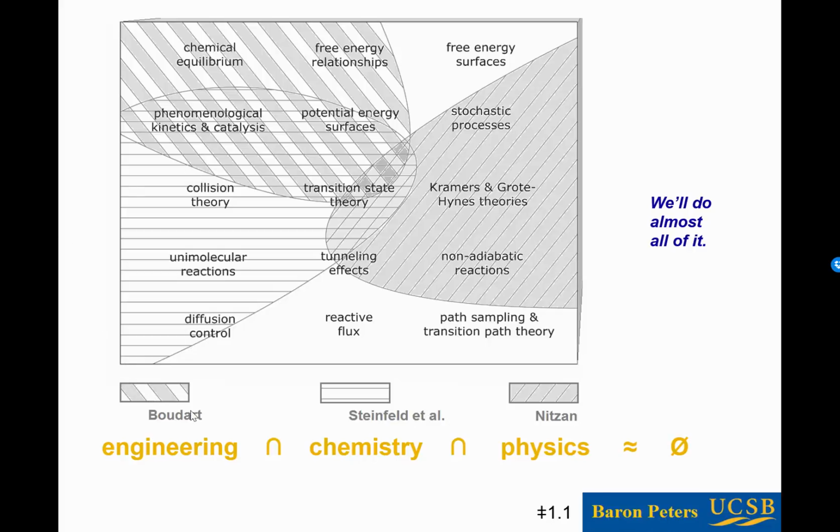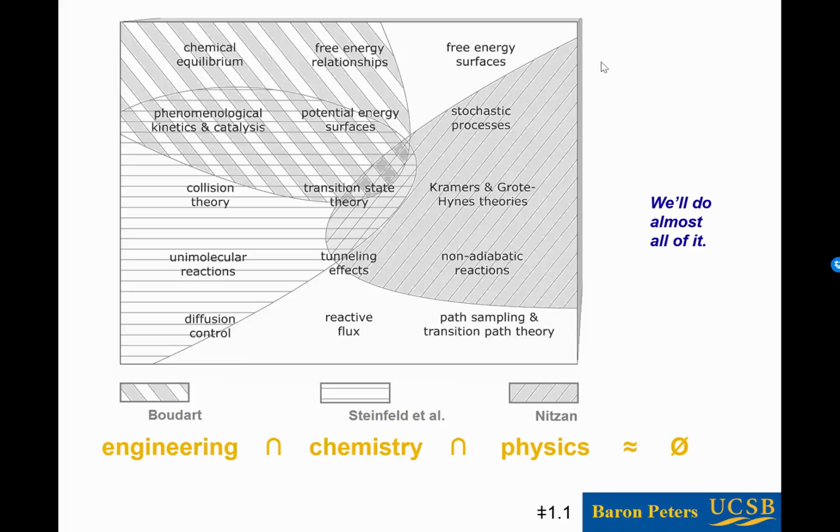In engineering, there are the books by Michel Boudart, and if you look at those, they pretty much cover chemical equilibrium, phenomenological models of kinetics and catalysis, free energy relationships, potential energy surfaces, and transition state theory. And then as you move over into the chemistry discipline, there's a little bit of overlap between those two, but for the most part, there's very little overlap between the things that the chemists talk about in their classic books, Steinfeld, Haas, and Francisco. So this is diffusion control, unimolecular reactions, transition state theory, and then phenomenological models as well.